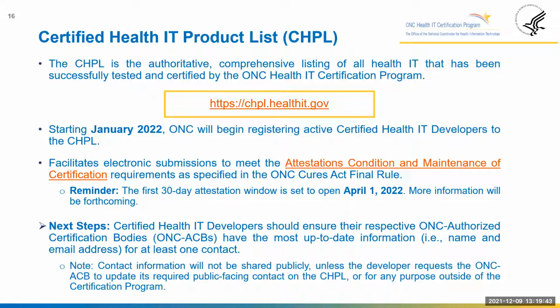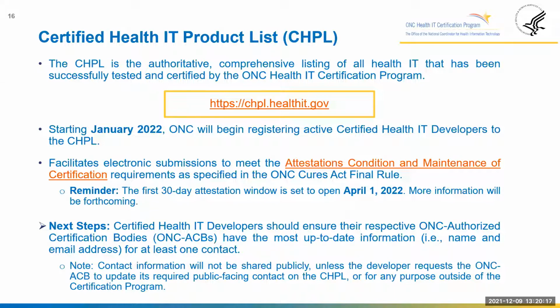As an immediate next step, we've been asking certified health IT developers to ensure that their respective ONC ACBs have the most up-to-date information, meaning a name and an email address for at least one contact, though each developer may certainly have multiple contacts. Email will be the primary method that we'll be using for inviting users to register on the CHPL. Once a developer has at least one contact registered on the CHPL, that user will be able to invite other users within their organization.